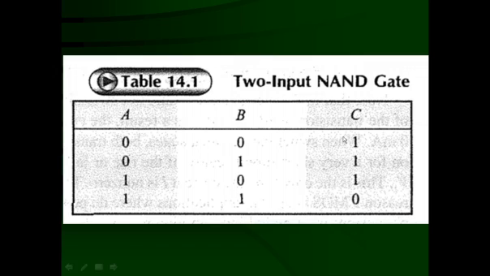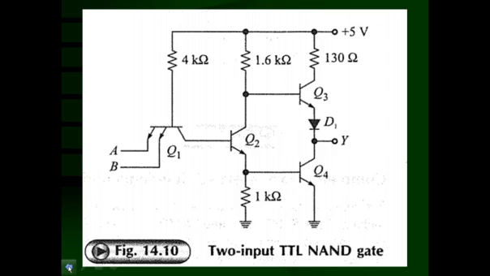Then output should be high. So, this way the first three conditions can be satisfied. Now, we will see the last condition. If A is high, B is high, then what happens? Then here the potential is going to be 5 volt, here also the potential is going to be 5 volt.